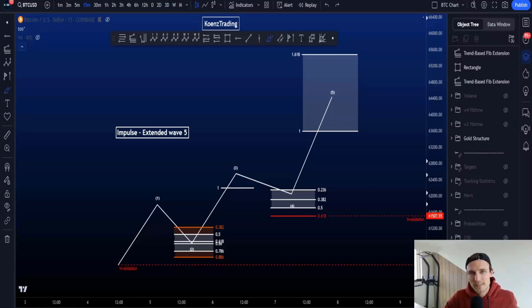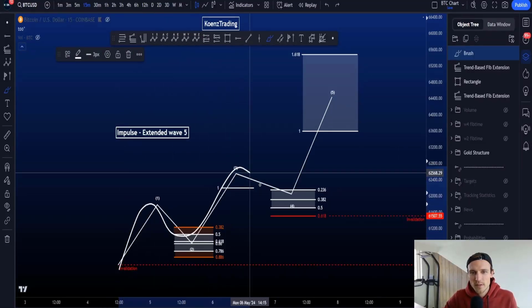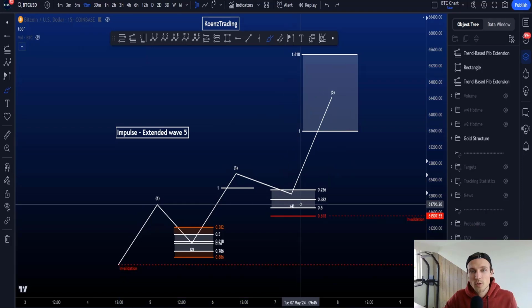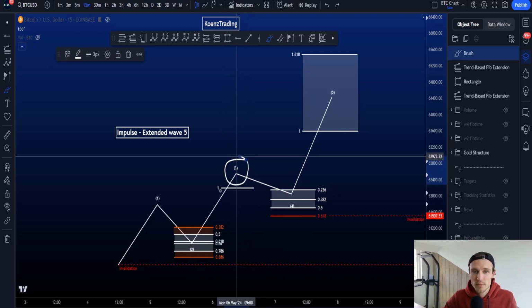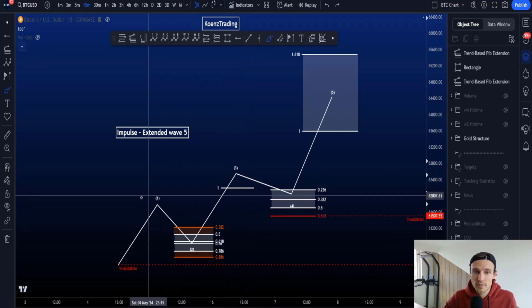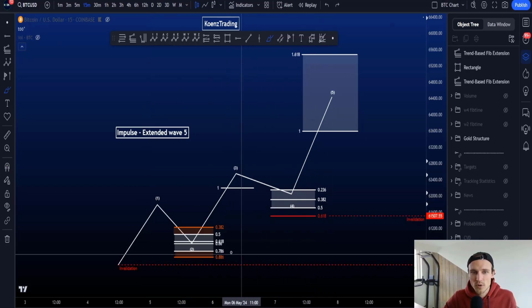In an impulse with an extended wave 5, we have a 5-wave impulsive structure where wave 5 is the longest, strongest and most impulsive structure with the highest amount of volume. Traditional rules apply though, where wave 3 is not allowed to be the shortest wave and wave 1 and 4 are not allowed to overlap.